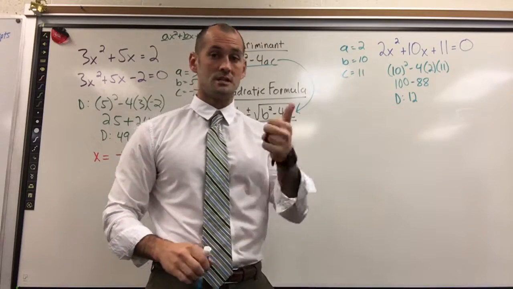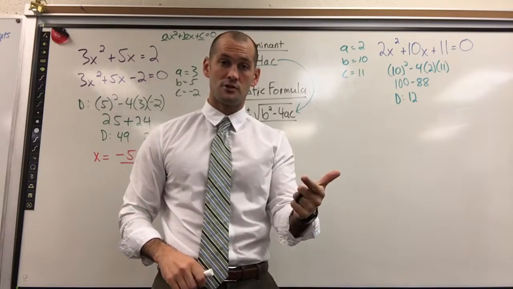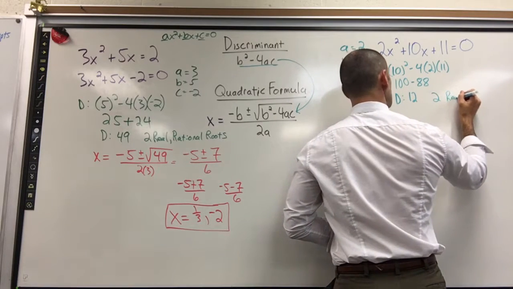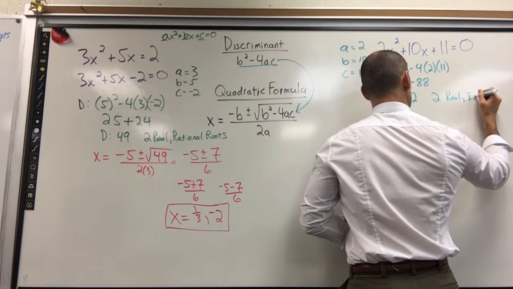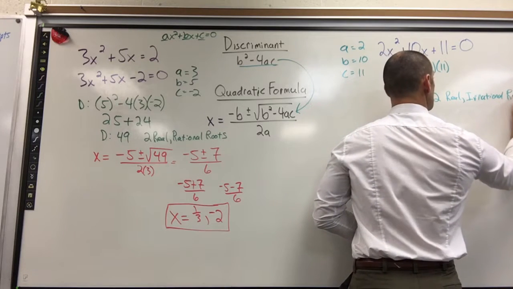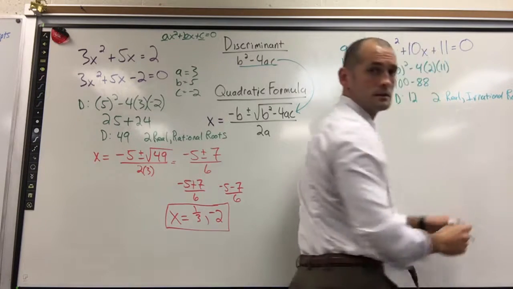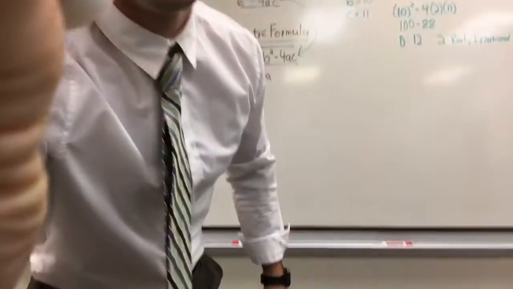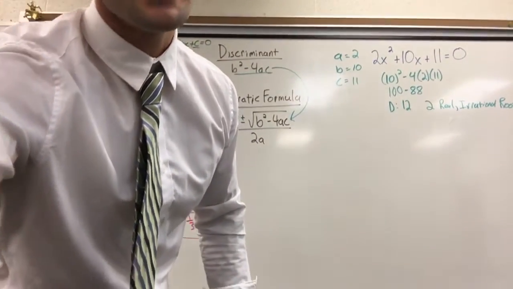This tells me, okay, it's positive and a non-perfect square. I will have 2 real irrational roots. Can you see that okay? Oh, it's off camera. Roots. Here we go. Now, I'm going to use the exact same process.